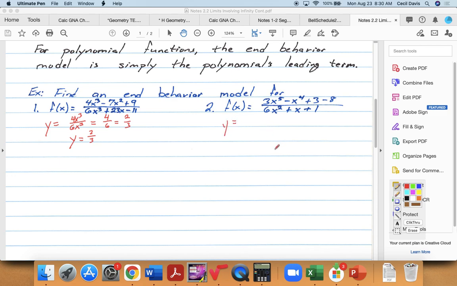All right, so for this one, let's see. The end behavior model for the numerator is 3x to the 5th. The end behavior model for the denominator is 6x squared. So the end behavior model for this is 1/2 x to the 3rd.